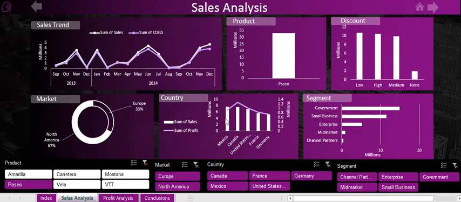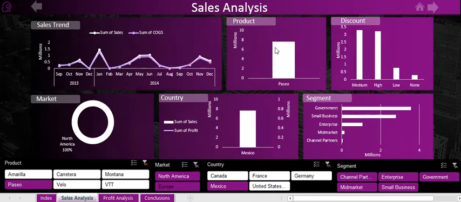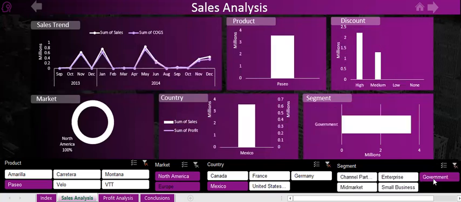Now, if we want to see what is happening in Mexico, we can choose the Mexico country slicer. So it is now the Paseo product in Mexico. We can see that the government segment is the high selling segment, where medium and high discount is very prominent. Further, if we want to see what is happening in the government segment, we can drill down further and we now get the pattern of the sales trend in the government segment.